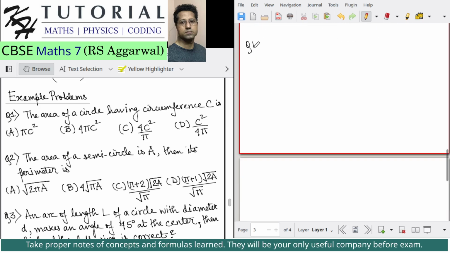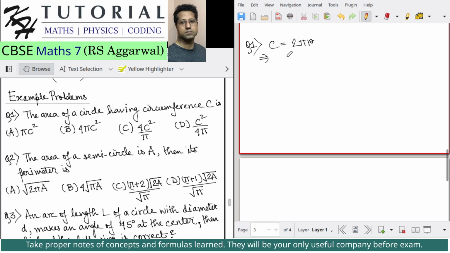Question number 1. It says that the area of a circle having circumference C is, okay, so the circumference of a circle is given to be C. What will be the area of the circle in terms of C? To find the area of a circle, we know that we need the radius. Once we have found the radius r in terms of C, we can find the area. So what is the circumference of a circle? That is its perimeter. So C will be equal to twice pi r, if we consider small r to be the radius of the circle.